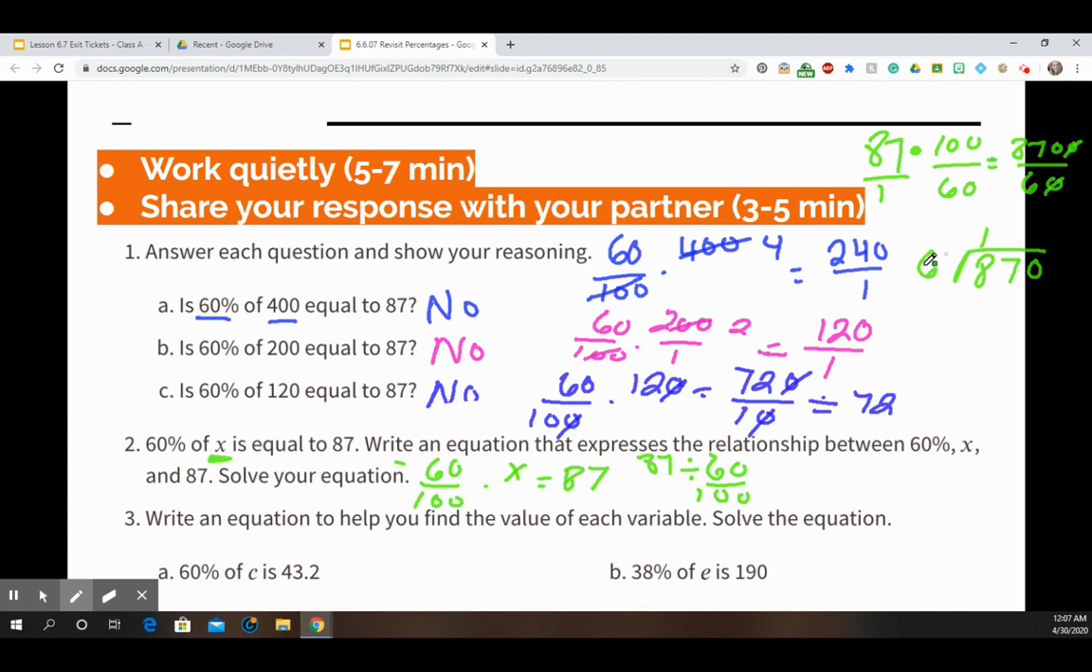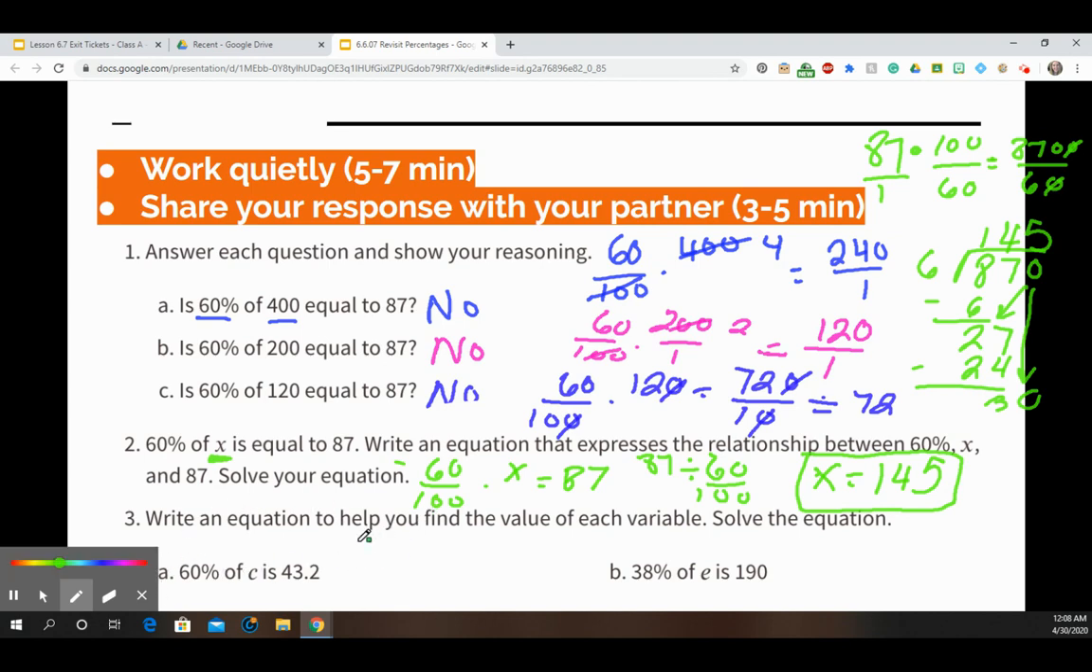6 goes into 8 once. 6 times 1 is 6. Subtract, I'll get 2. Bring down the 7. 6 goes into 27 4 times, because 6 times 4 is 24. I subtract, I'll get 3. Drop down that 0, and 6 goes into 30 5 times. So I'm left with x is equal to 145.